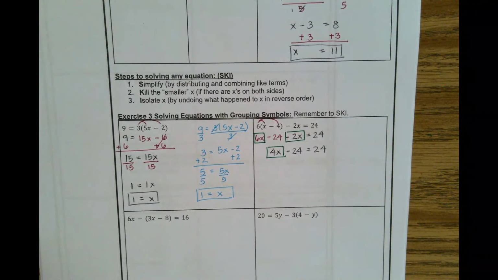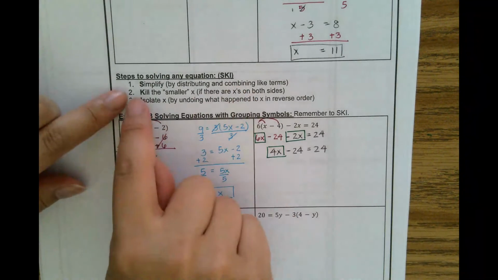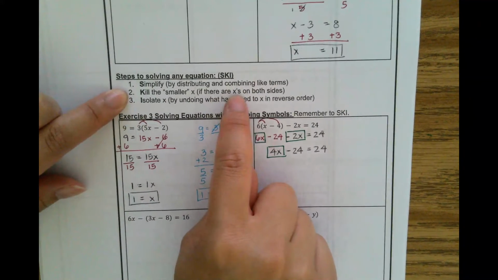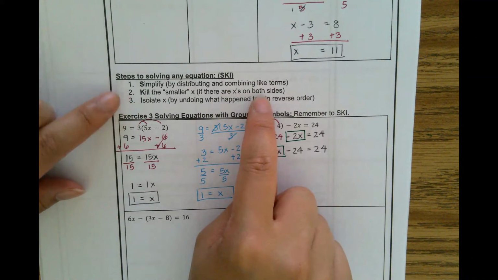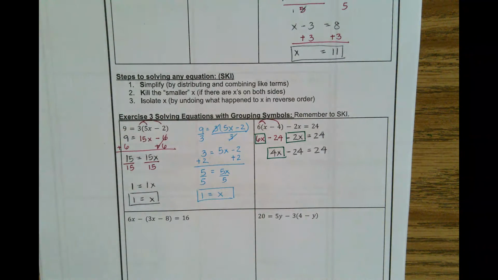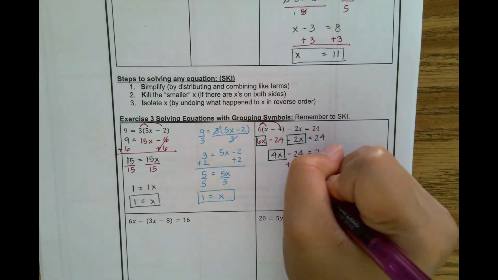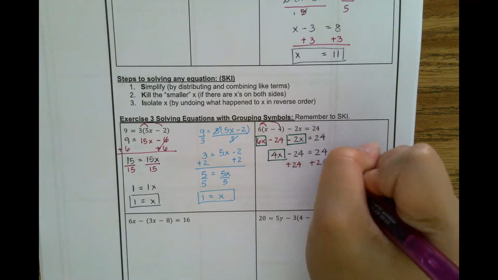Then, after that, there is no more distributing or combining like terms. Because x is only on one side, I can skip step 2 and I move on to step 3 by isolating x and undoing what happened. So since this is a minus 24, I'm going to add 24 to both sides.